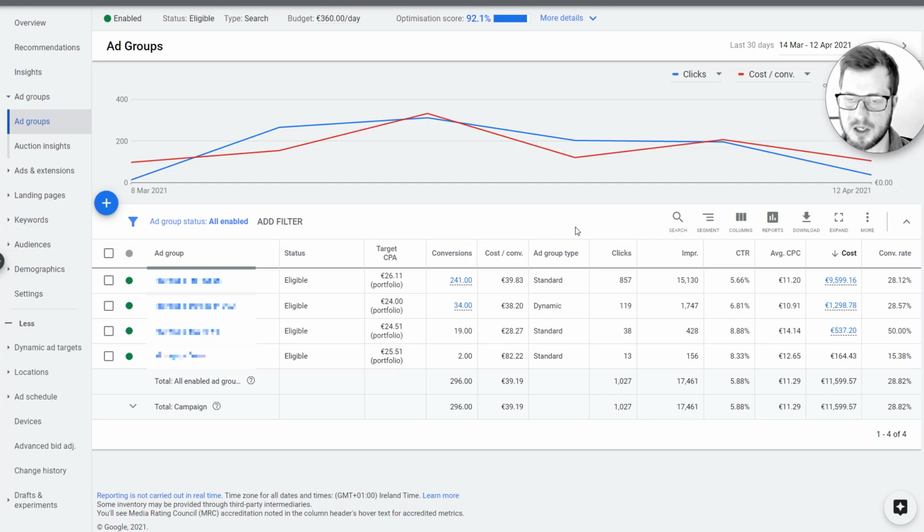So we're going to, especially as the entire account is hitting targets, so this is more about refinement.